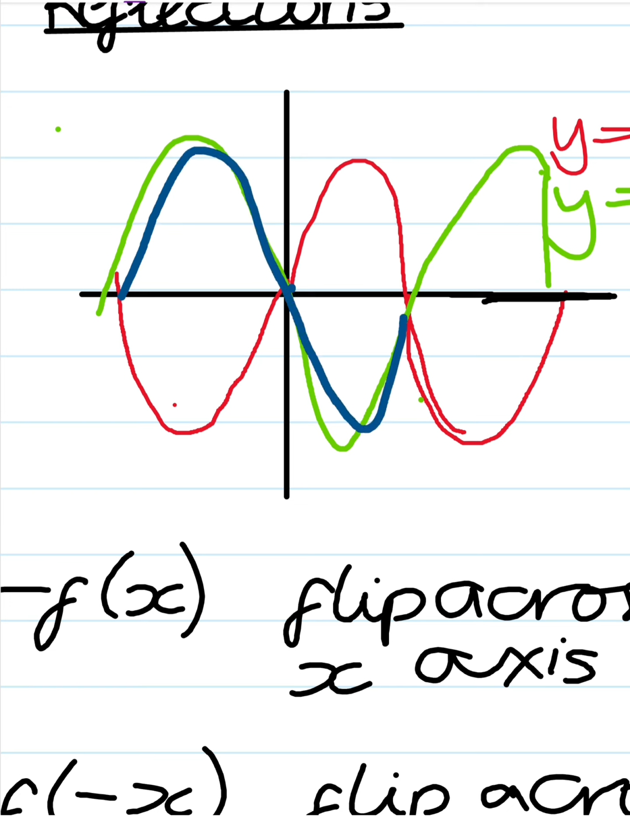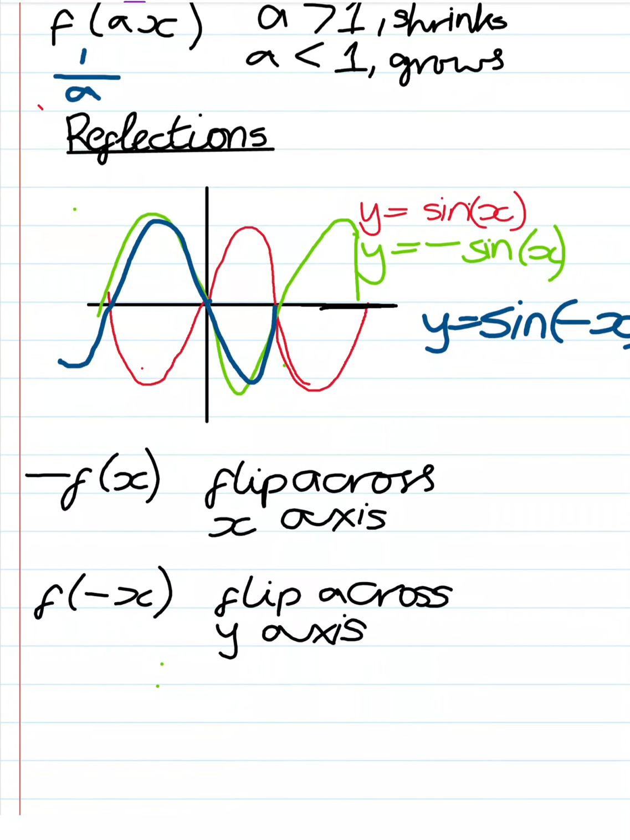For a graph like sine x, you won't notice much of a difference, but you'll notice it more in other equations. A key takeaway is to make sure that you flip along the right axis. If the negative is outside, you flip it across the x-axis. And if the negative is inside, you flip it across the y-axis.